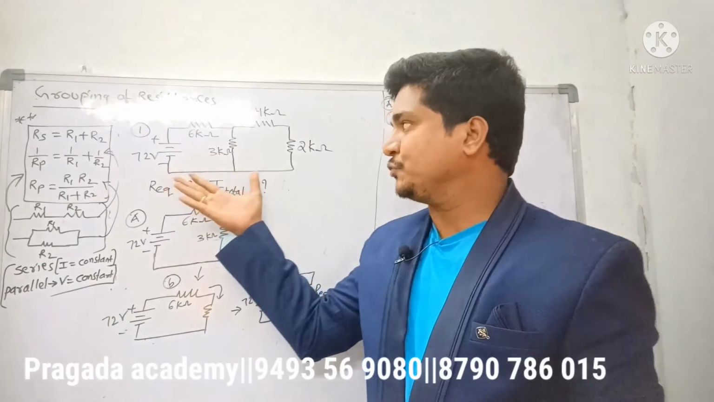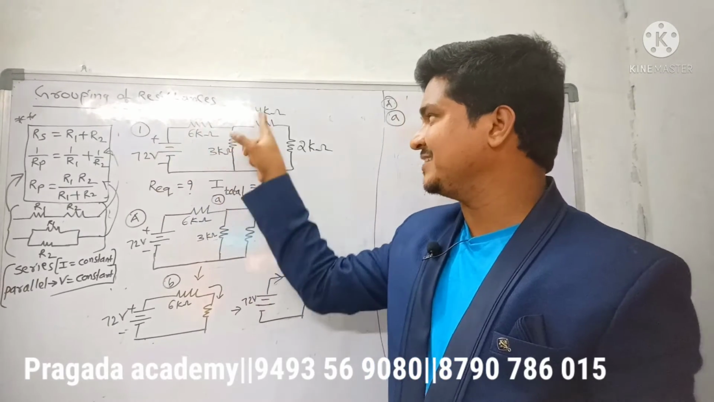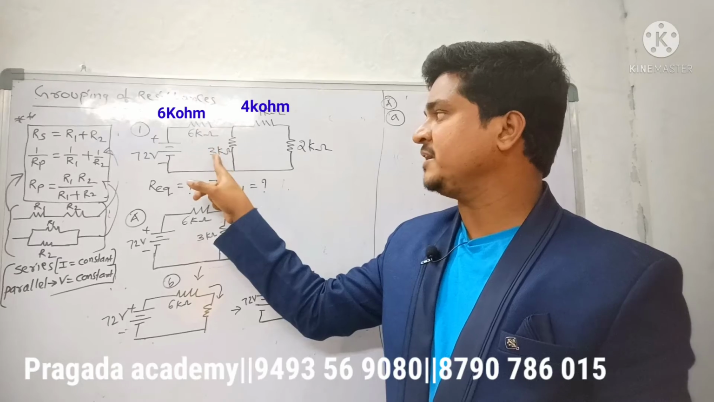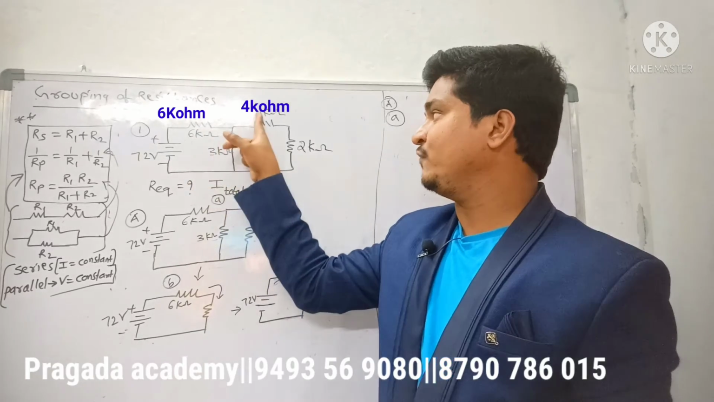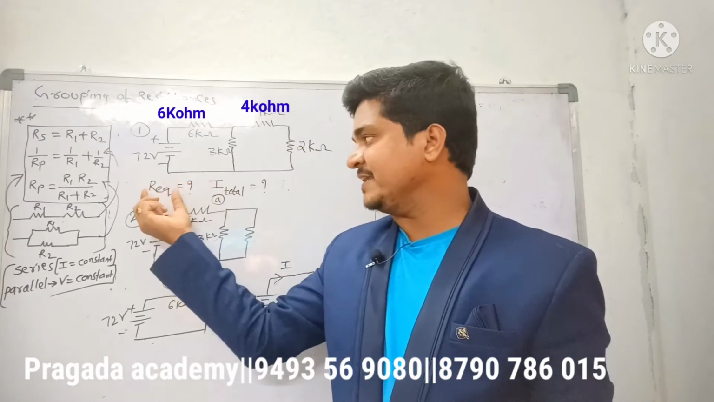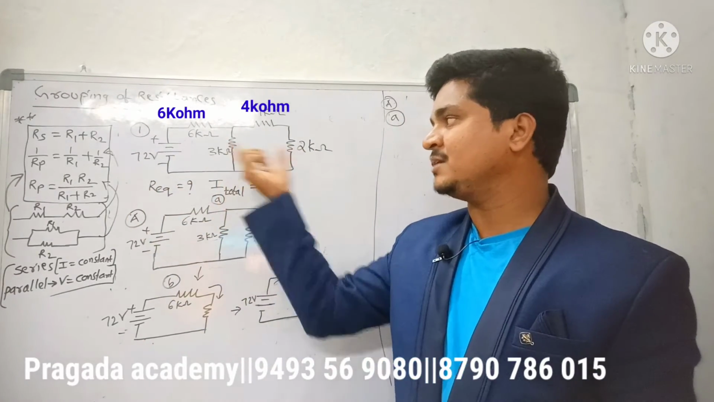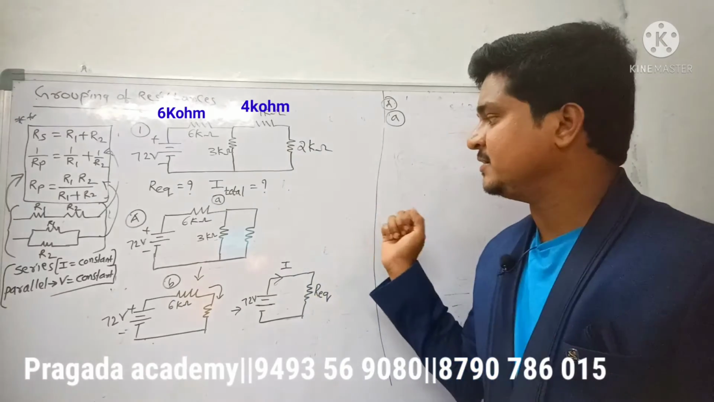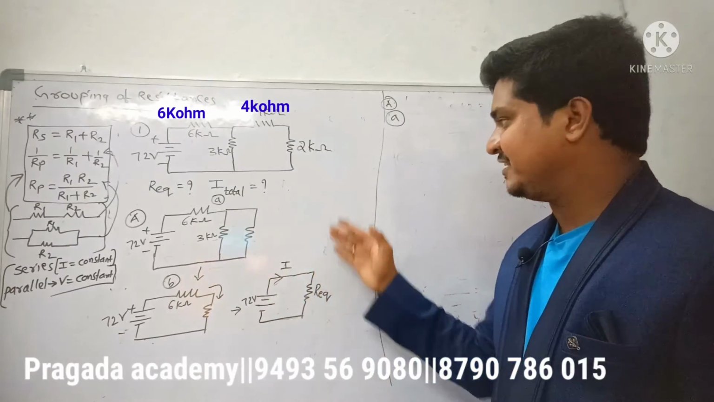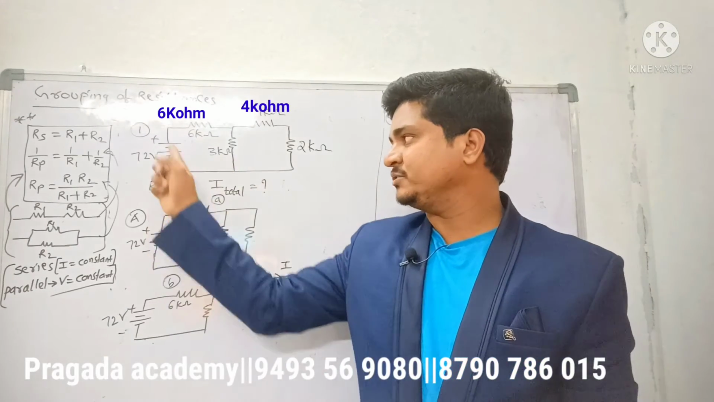Coming to the next circuit diagram, here they connected a 72 volt battery and different resistors: 6 kilo ohm, 3 kilo ohm, kilo means 1000, 4 kilo ohm, 2 kilo ohm. In the different combinations, they asked to find the equivalent resistance value and the total current flowing through the circuit. So for that, we need to follow these steps. I'll explain each and every step of how to solve. See, 72 volt they connected.